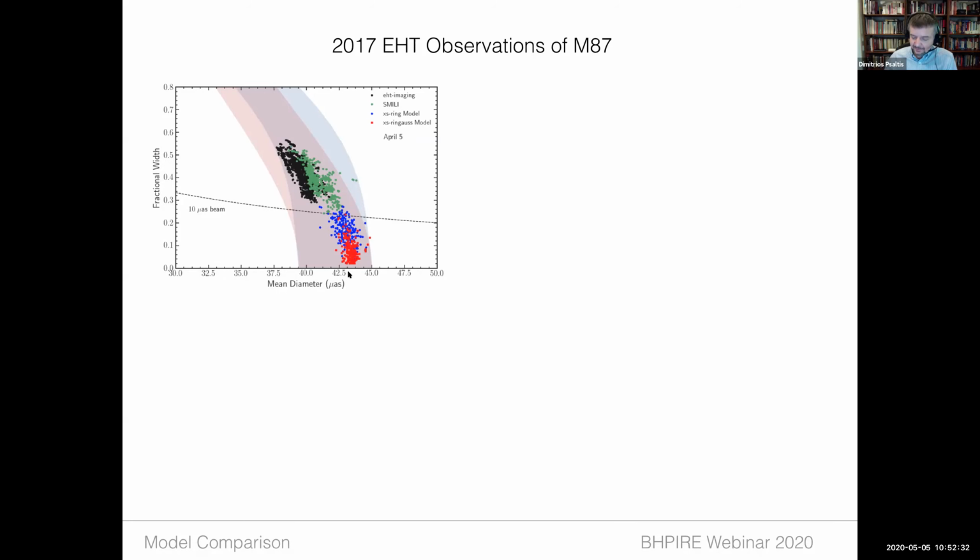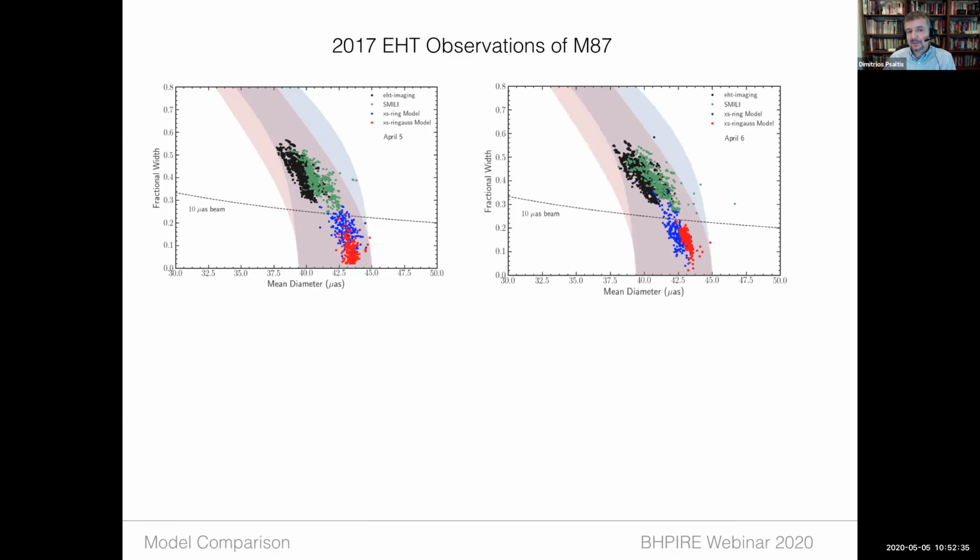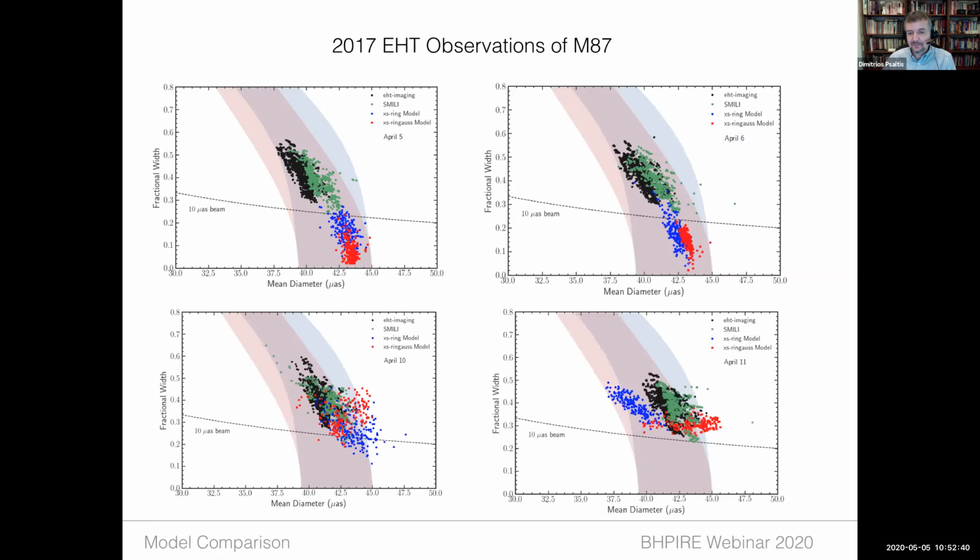This is April 5th, but we had observations on April 6th, and they don't look that different. But we also had observations on April 7th, and on April 8th. What you see by looking at the blue and the red points that come out of model comparison is that they actually move around quite a lot, as in the blue data points here go between 37 and 40 microarcseconds on April 11th, whereas on April 10th they were between 41 and 45 microarcseconds. So, the 5th, 6th, and 11th.